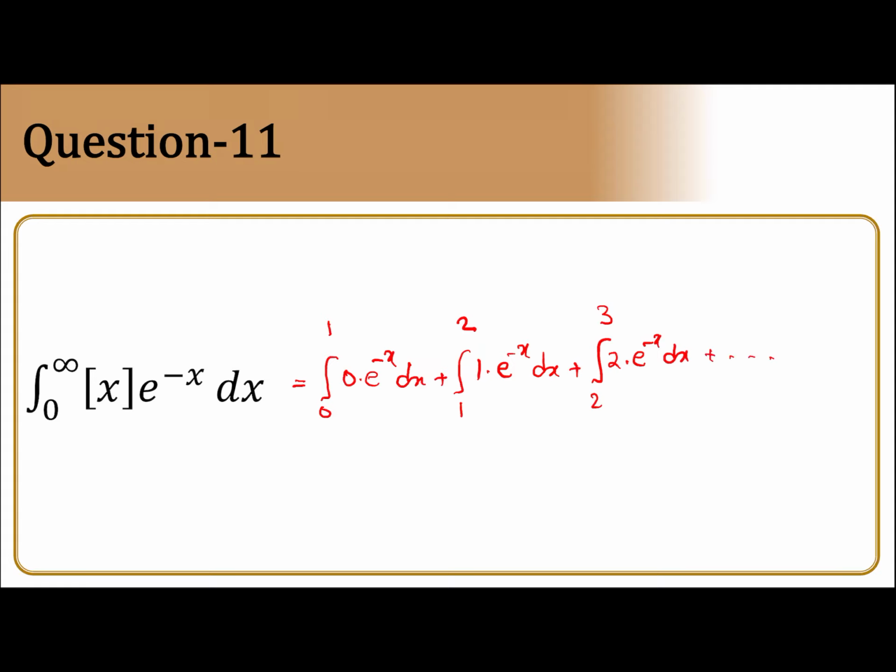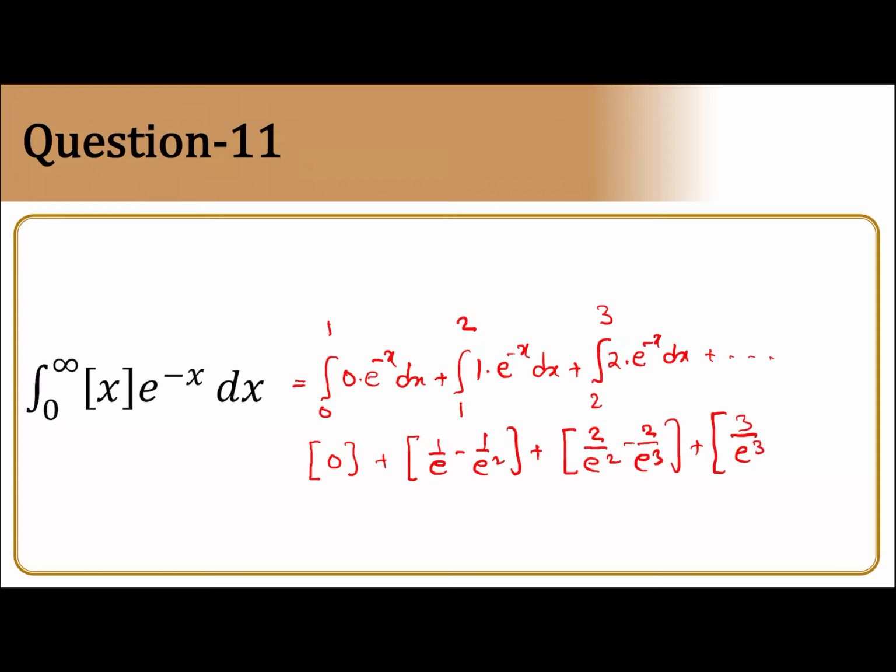If you substitute the value, this is 0 of course. This will give you 1 by e minus 1 by e square. Next bracket will be 2 by e square minus 2 by e cube. Next bracket will be 3 by e cube minus 3 by e to the power 4 and so on up to an infinite series. So what we get? We are getting a GP series: 1 by e square, 1 by e cube.